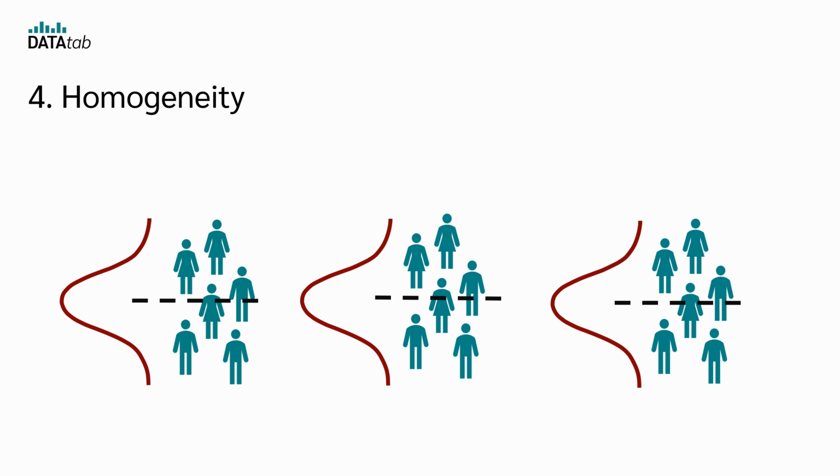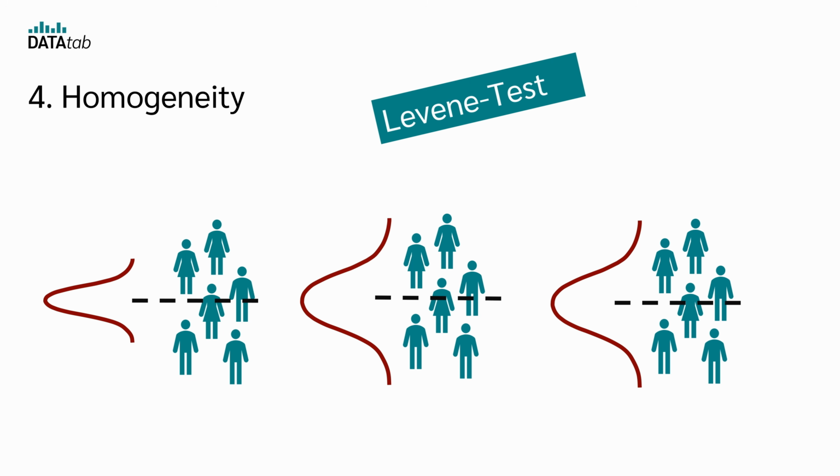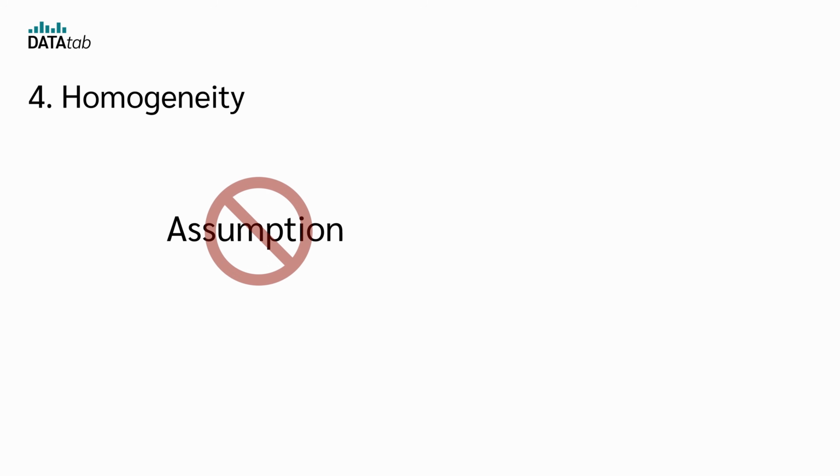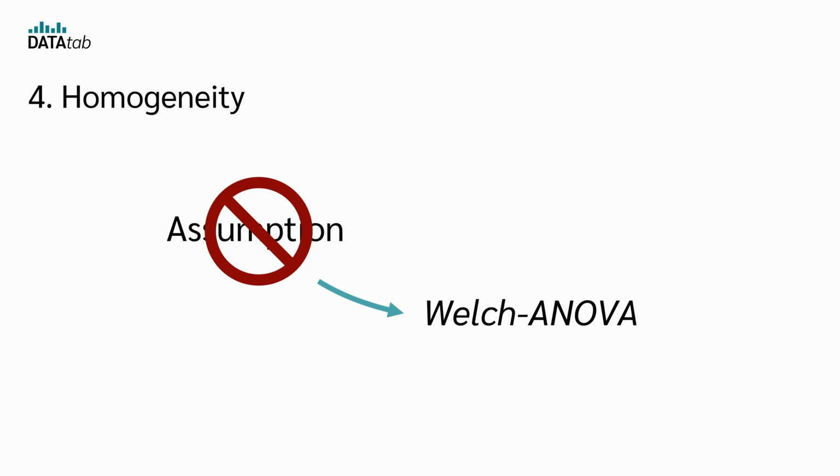The variances in each group should be roughly the same. In other words, it should not be the case that we have a very large variance or a very small variance in one group compared to the other group. This assumption can be tested with the Levene test. You can find more information in my video on the Levene test. If this assumption is not met, the Welch ANOVA can be used as an alternative.